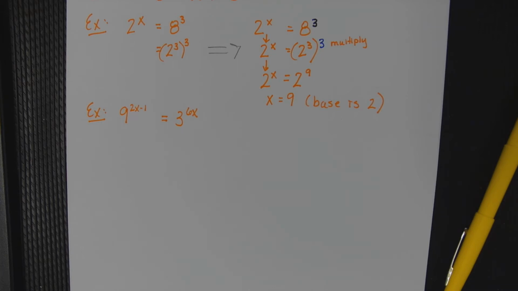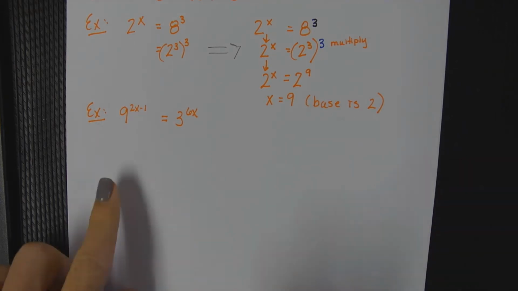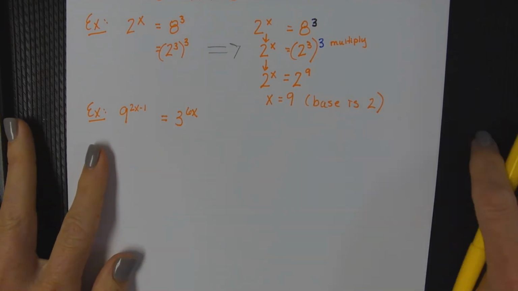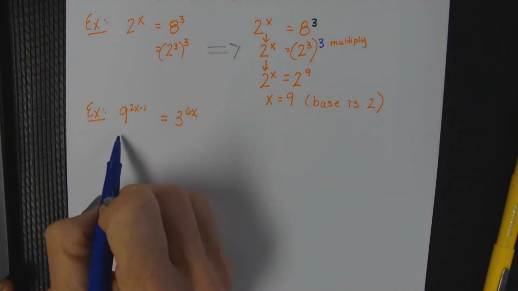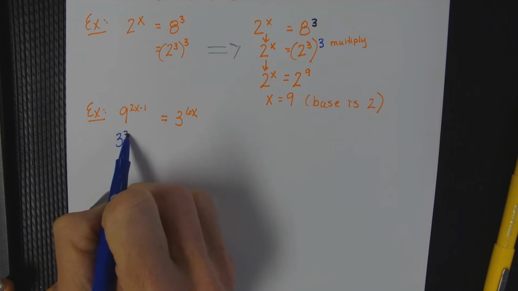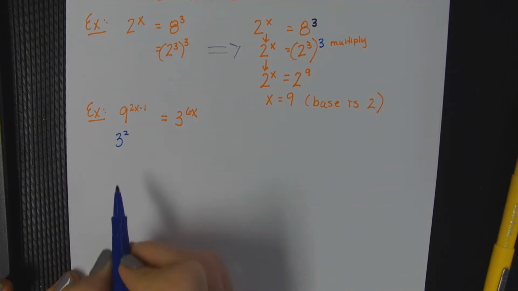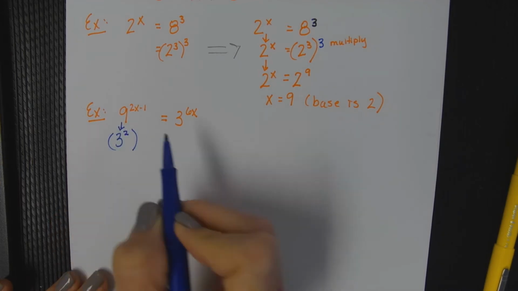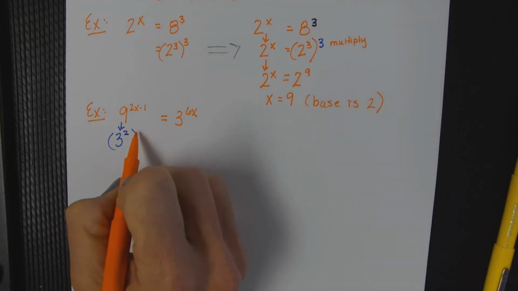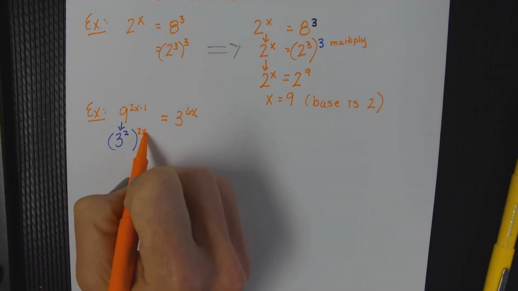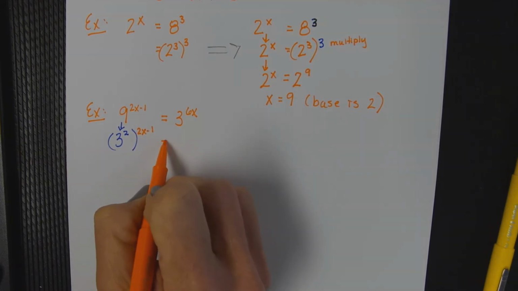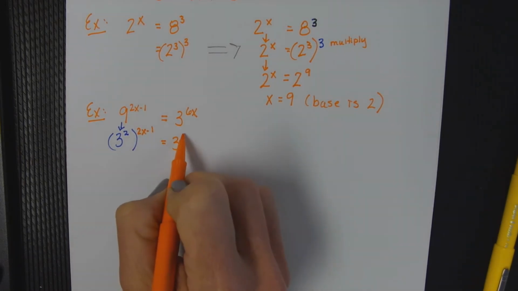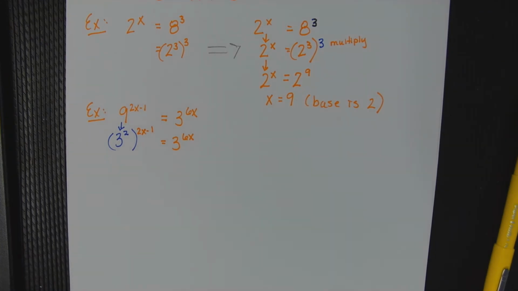Square 9. You're right, but why? Because it's 3. If you look at 9, this is the same as 3 squared. You see that? 3 squared is 9, and then you just rewrite this exponent: 2x minus 1 equals 3 to the 6x.